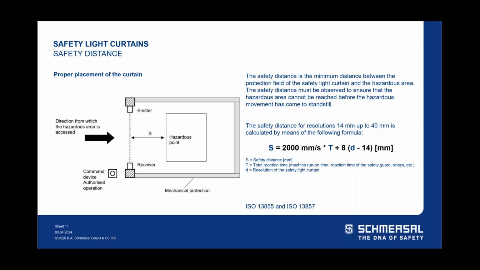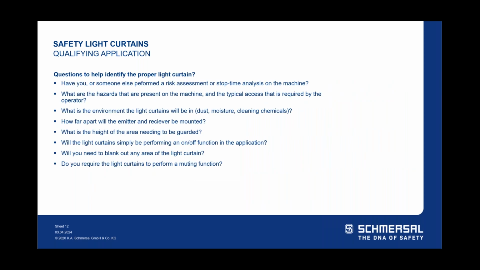The D is the resolution of the safety light curtain, okay, 14 millimeters, like we talked about, finger protection, or is it 30, is it hand protection? Again, it's good to see what goes into it, if you had someone come out and do a stop time analysis on your machine and what they would use to find that minimum safe distance to install your light curtains.